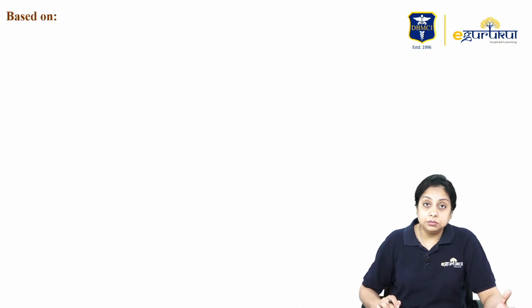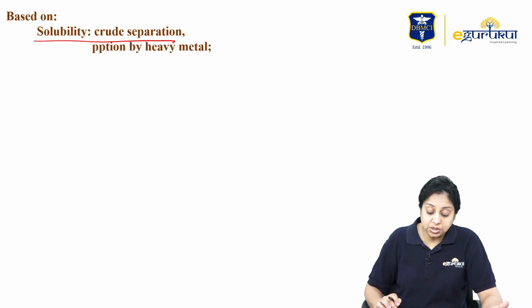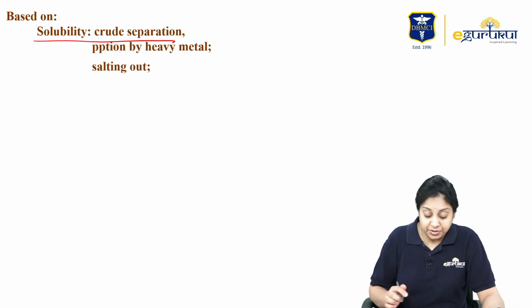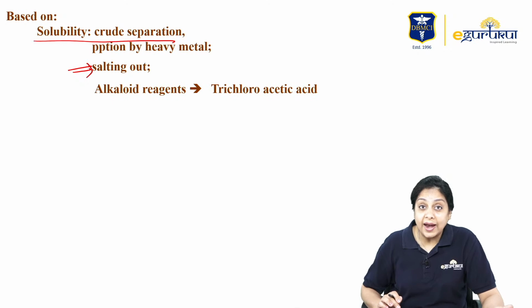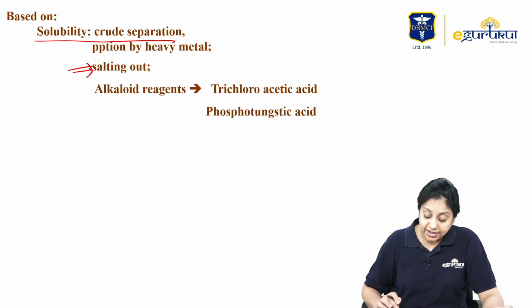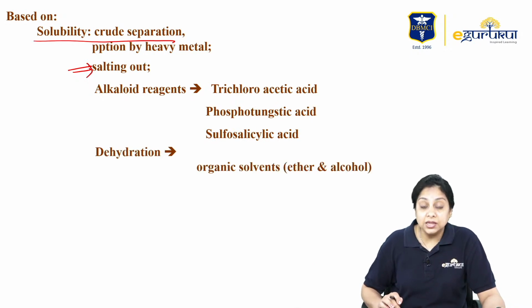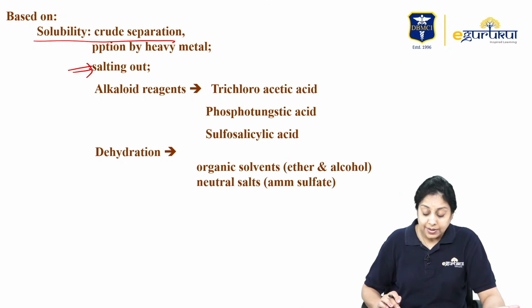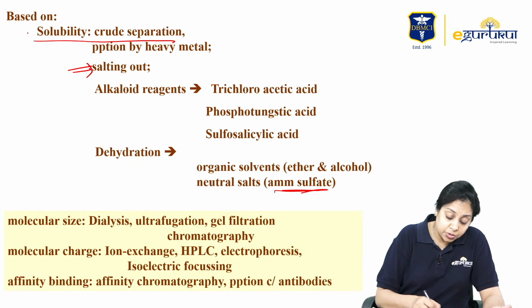Okay, and I'm listing again what we have discussed. We can precipitate the protein based upon the solubility, that is the crude separation, right? How do we do it? By adding the heavy metals. Salting out is the process of precipitation. This is a process of precipitation, right? We can add the alkaloid reagents like trichloroacetic acid, phosphotungstic acid, sulfosalicylic acid, also by the dehydration process, also by adding the organic solvents such as ether and the alcohol, right? Neutral salts, like we can have something associated with the ammonium sulfate, right? And this was based upon the solubility criteria.